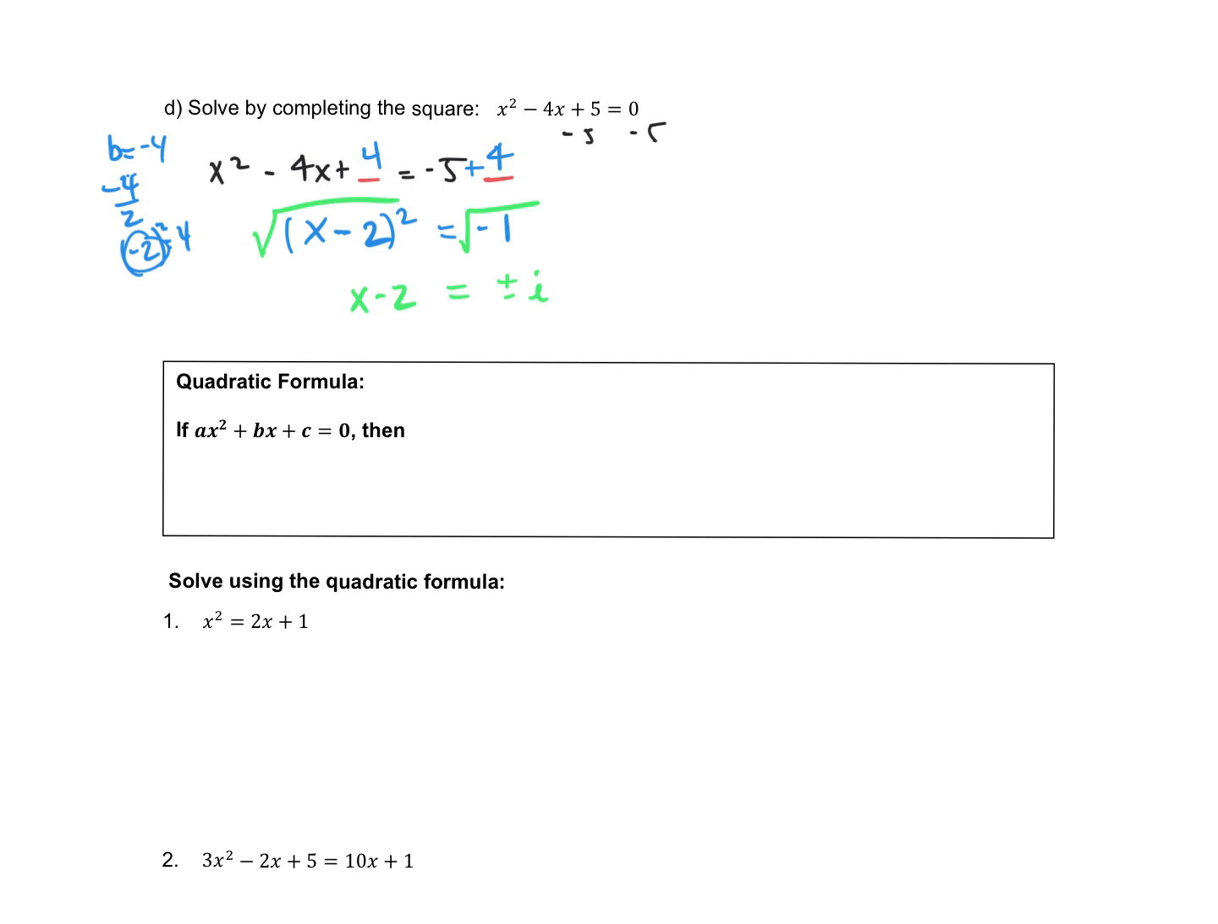Okay, move the 2 over. You're going to put that in front of the plus or minus, so we get x equals 2 plus or minus i. Now, this is called an imaginary solution because it has an i in it, so this is an imaginary solution.